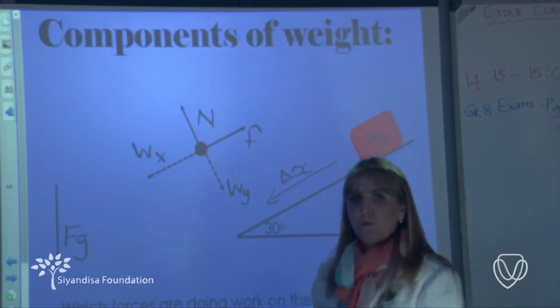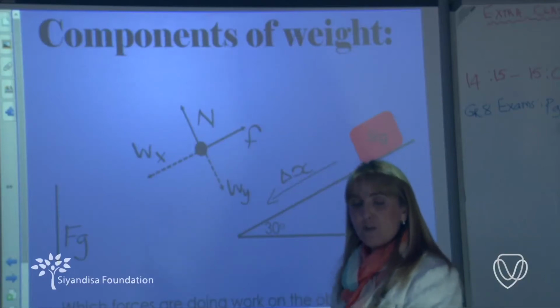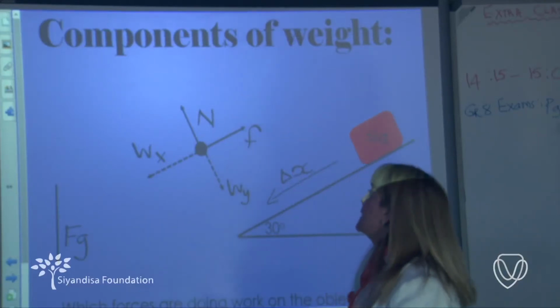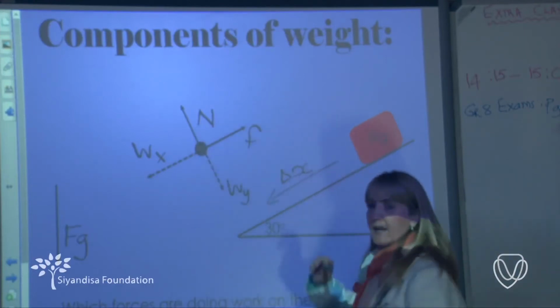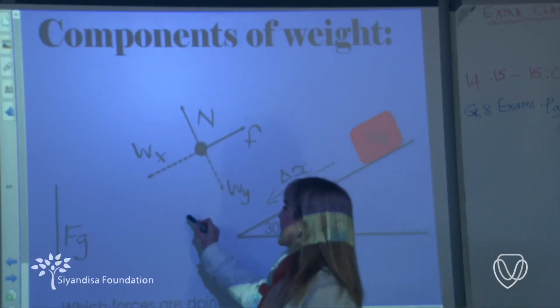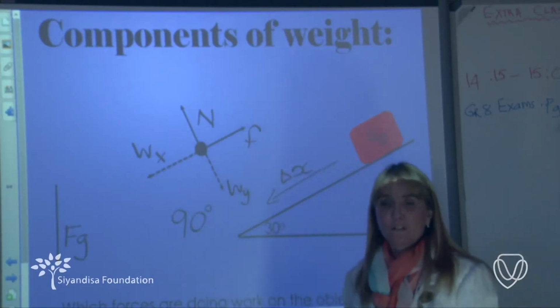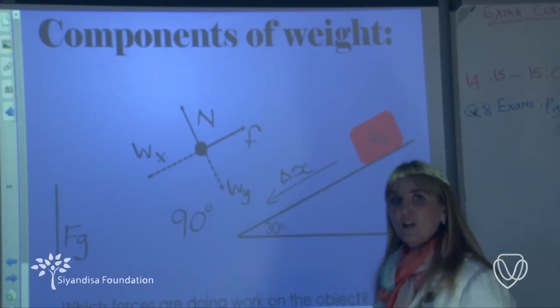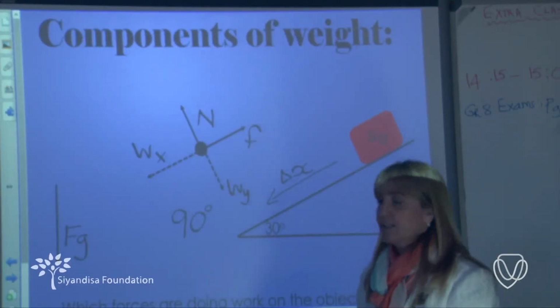Will the normal force do work on this object? Remember how we determined this in the previous example. What is the angle between the normal force and delta x? The angle is 90 degrees. So will the normal force do work on this object? The answer is no, because the force is perpendicular to the motion of the object.